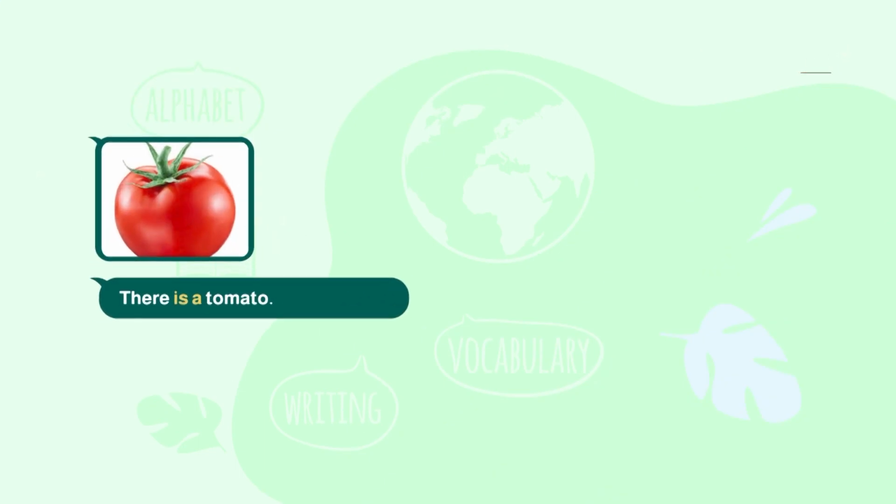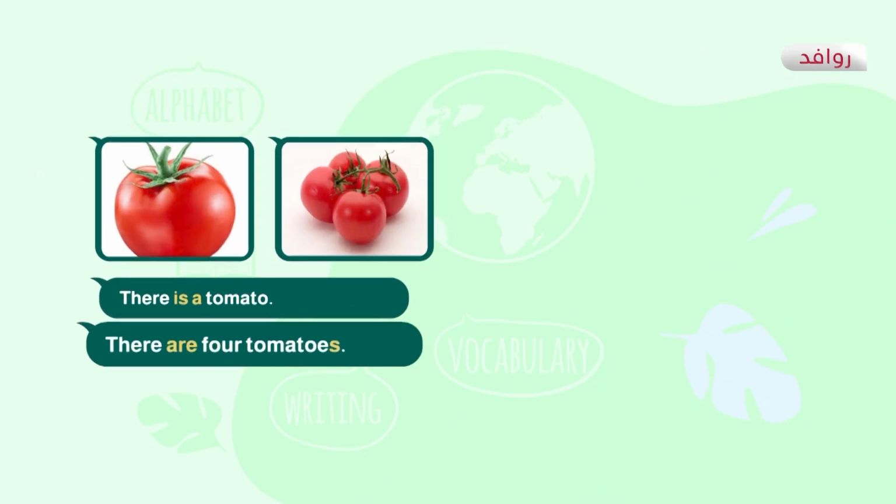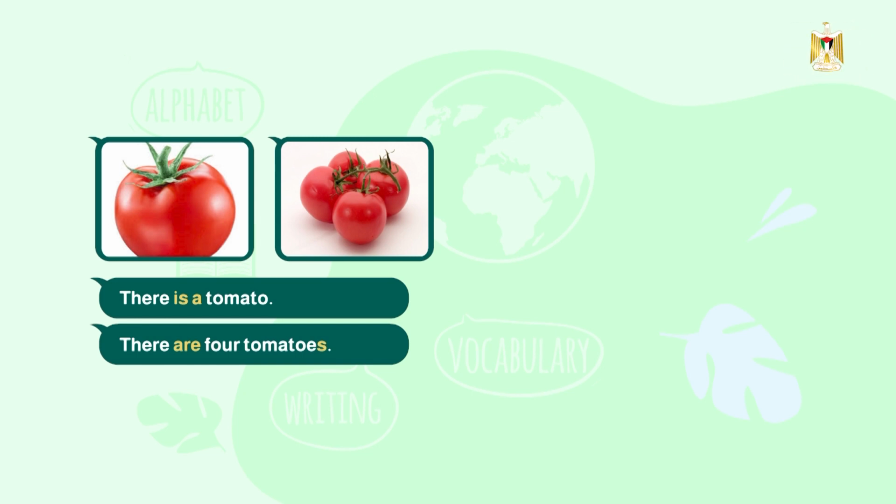There is a tomato. There are 4 tomatoes. Notice, tomato is a countable noun. When there is one, we say a before the word. When there are more, we use the plural s at the end. We also say there is for singular and there are for plural.